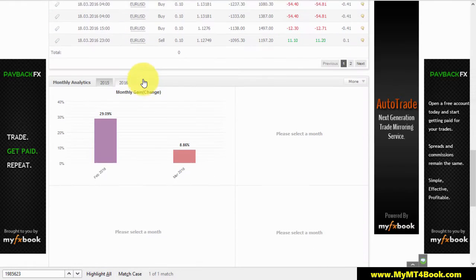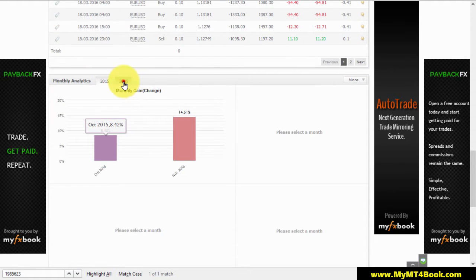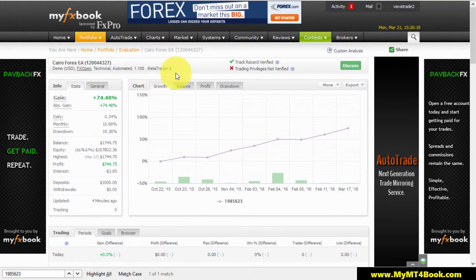So there are so many things I can look at immediately on my FX book and have all those nice numbers. But that's the main reason I'm using my FX book, just to see the equity curve and how it looks. Now let me show you the next one, the next result.